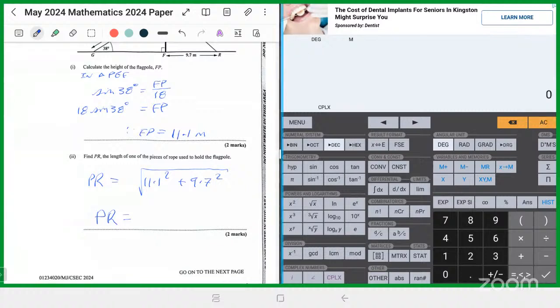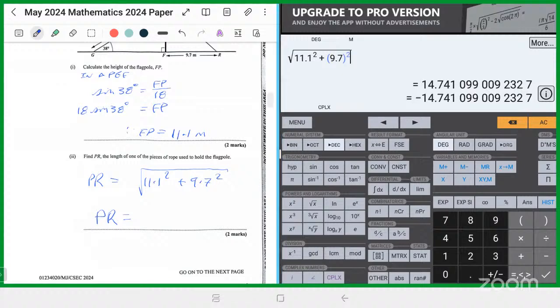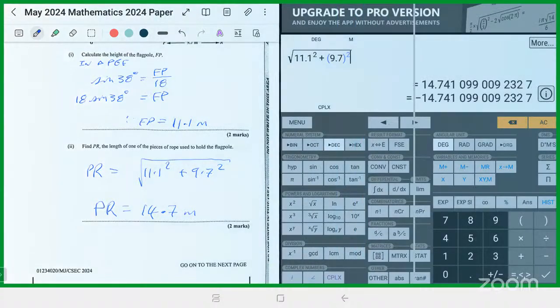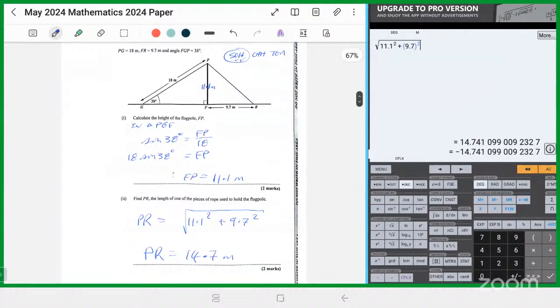So we're going to just write the square root of 11.1 squared plus 9.7 squared. And the answer is 14.7. Did they tell us how accurate we must give the answer? No, they didn't. So we're going to give it to three significant figures, which is 14.7 meters. Easy stuff.